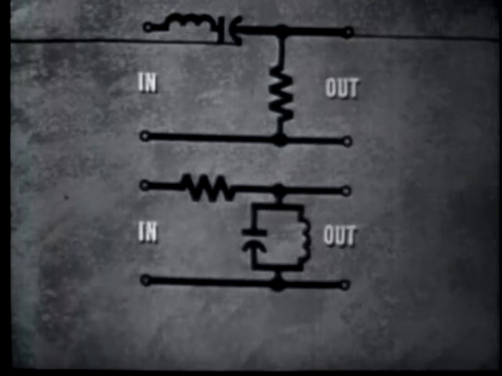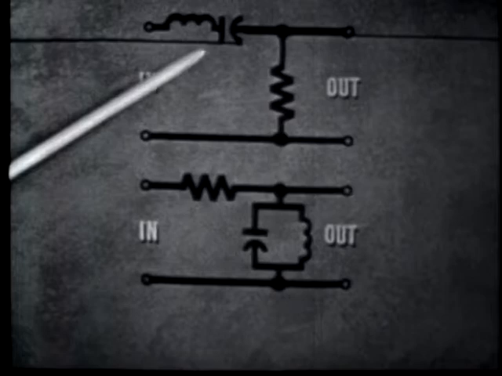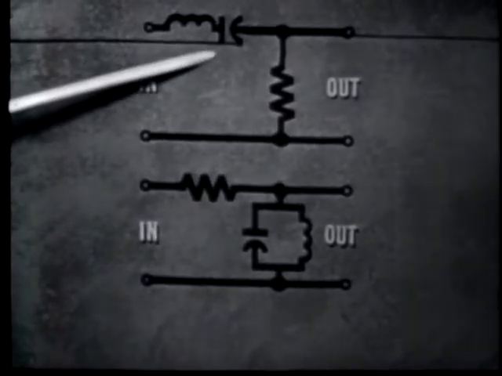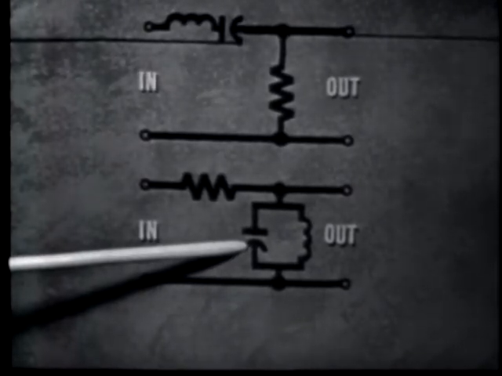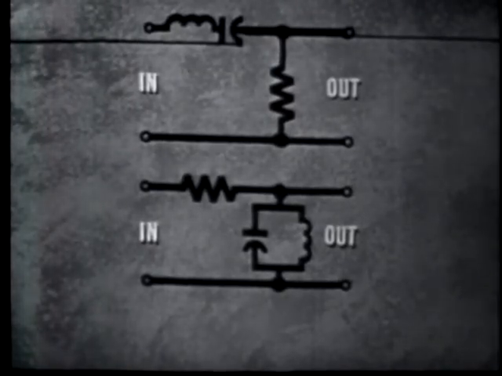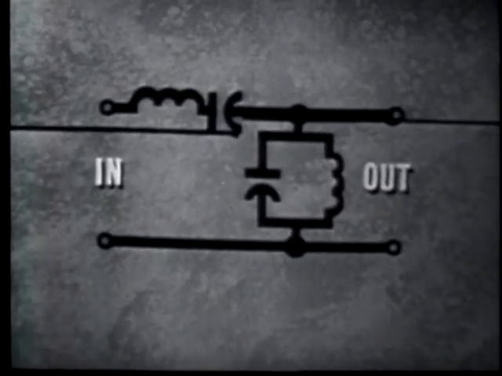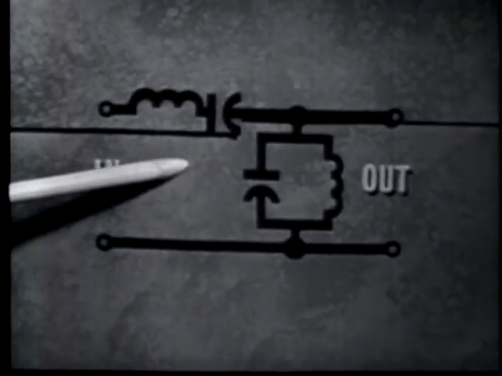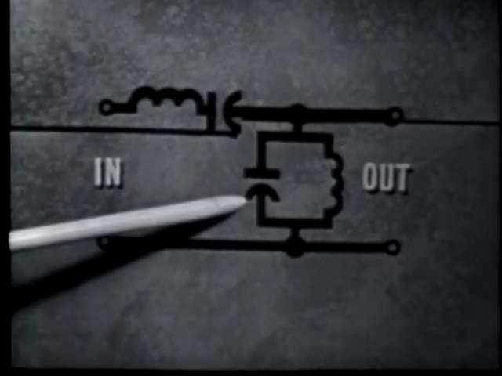Actually, the parallel tank works just opposite to the series tank. Now, both these circuits function as band pass filters. A series tank circuit in the series position or a parallel tank circuit in the shunt position serves to pass a band of frequencies around resonance, reject all others. So, why can't we combine the filtering components of the two circuits and make one band pass filter that has a series tank circuit in the series position, a parallel tank circuit in the shunt position?